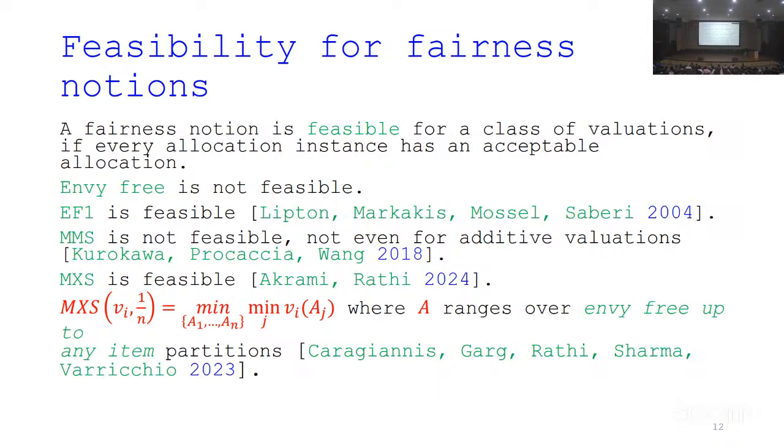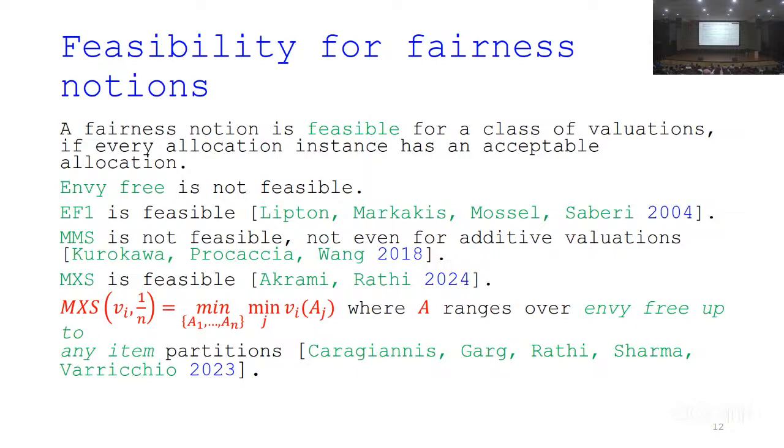Also, the max-min share is known not to be feasible. For general classes of valuations, it's easy to show that it's not feasible. For additive valuations, this is a theorem. It's not easy to show it, but it's not a feasible fairness notion. But there are various relaxations of it that are feasible. One of them would be the MXS.